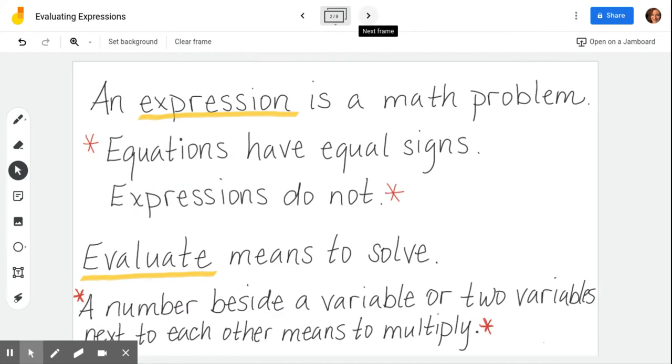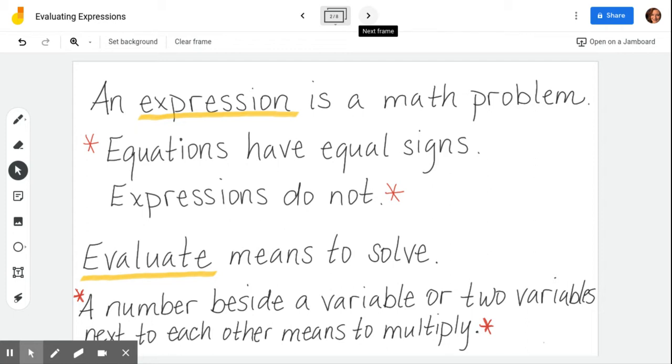So first fancy word here, an expression is just a math problem. Equations have equal signs. So we're not going to be writing or using equal signs in this. An expression is just the math problem. So if I said like 3 plus 2 equals 5, that full sentence is an equation. But just to say 3 plus 2, that's my math problem. That's my expression.